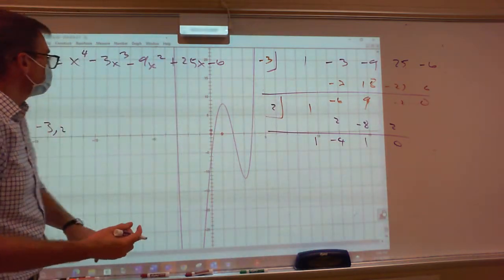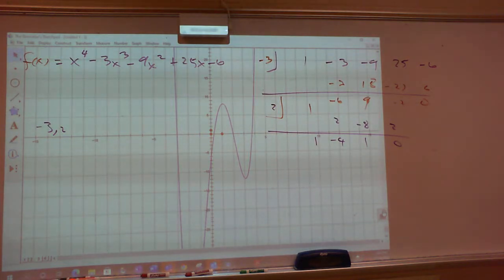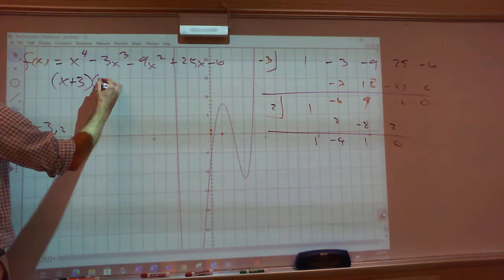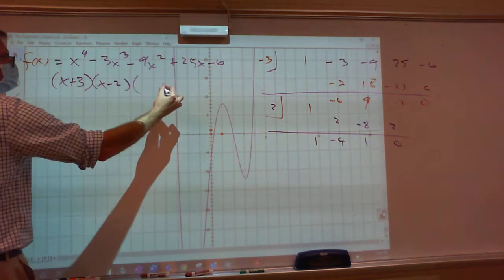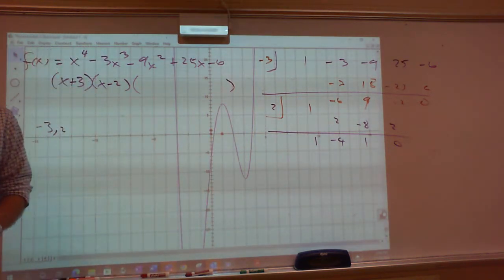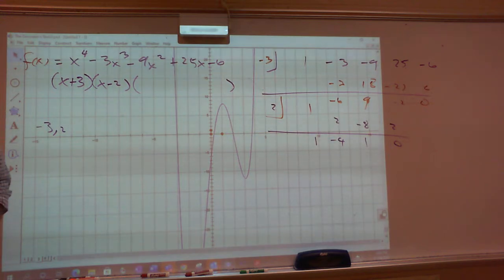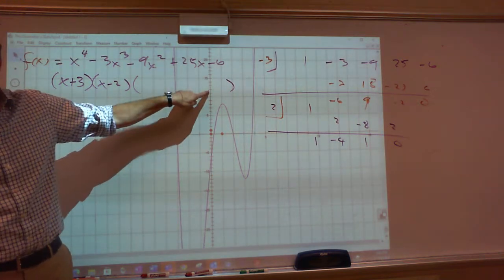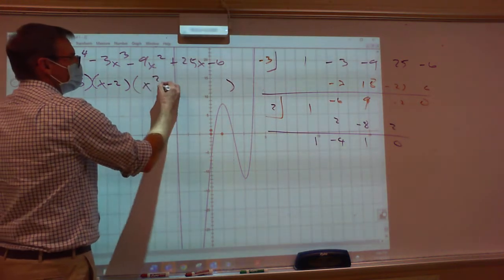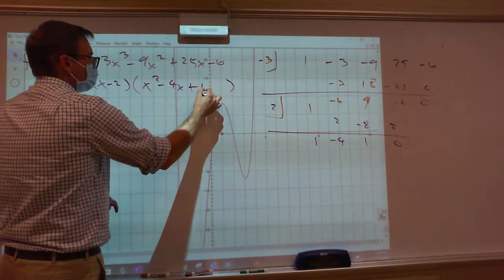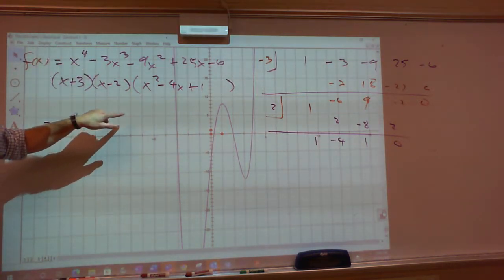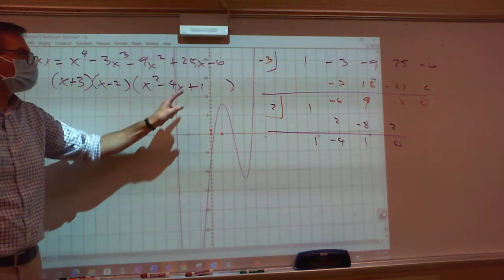Now based on that information, here's what I know. I know that I've got x plus 3, and I end up with x minus 2. Oh, it's a quadratic. Up to here, yes. And so now what we've got left here is x squared minus 4x plus 1. Is everybody okay how we got to here? Why did you draw your parentheses so far out? Well, I didn't know how much room I needed.